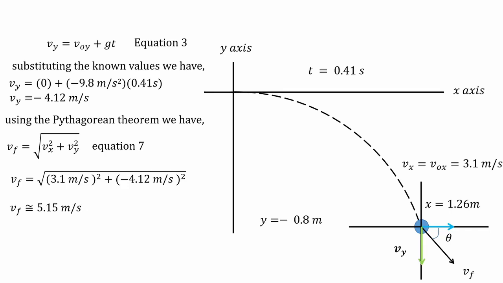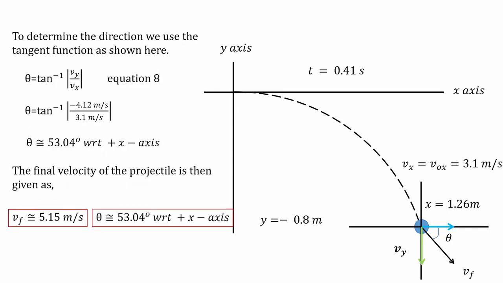Substituting the known values, we have the velocity along the y-axis to be about negative 4.12 meters per second. Then using the Pythagorean theorem, we determine the magnitude of the velocity to be about 5 meters per second. Next we identify the direction theta of the projectile.